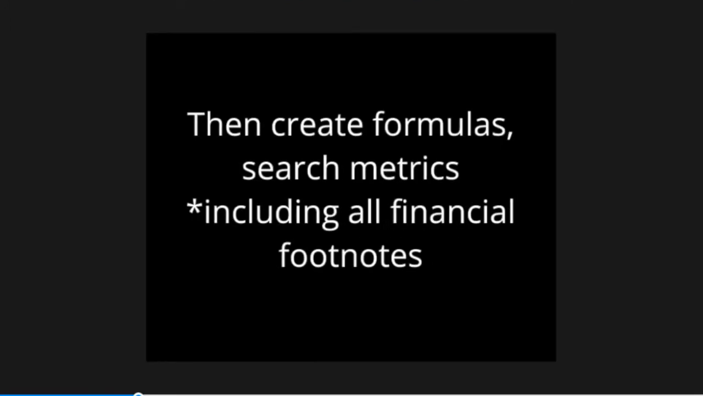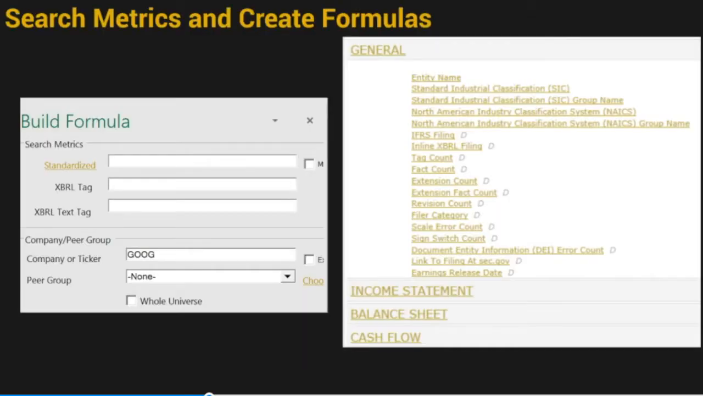Once the add-in is on your device, you can create formulas and search metrics. With Calcbench's add-in, you can search standardized metrics or search XBRL tags. Search by company or by peer group. Create formulas to get tag counts. Or use the Excel add-in to just populate revenue for S&P 500 companies for any reporting period, for example, the first quarter of 2019.